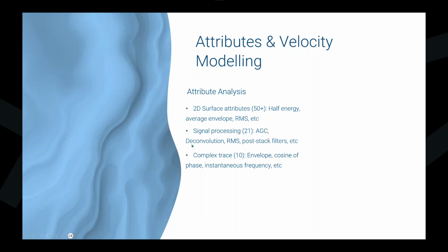We also have complex trace attributes. So we take the real part of the signal and the imaginary part of the signal, and we have the classic envelope, cosine of phase, instantaneous frequency, etc.